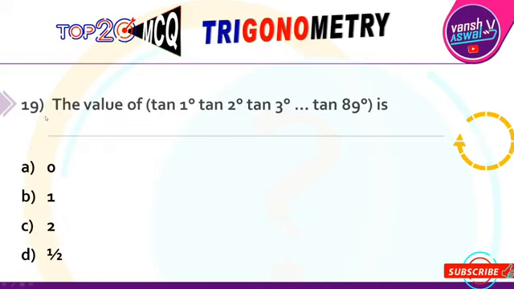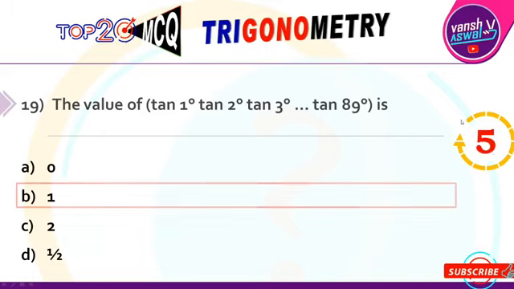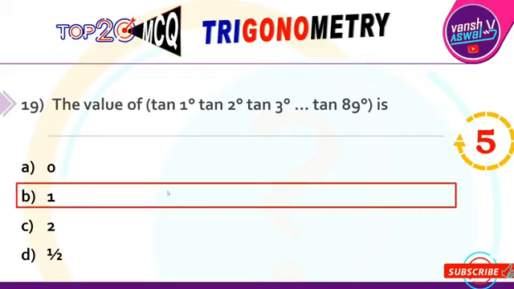Question number 19, the value of tan 1 degree into tan 2 degree, tan 3 degree, all the way up to tan 89 degree is. Answer is option B, 1.